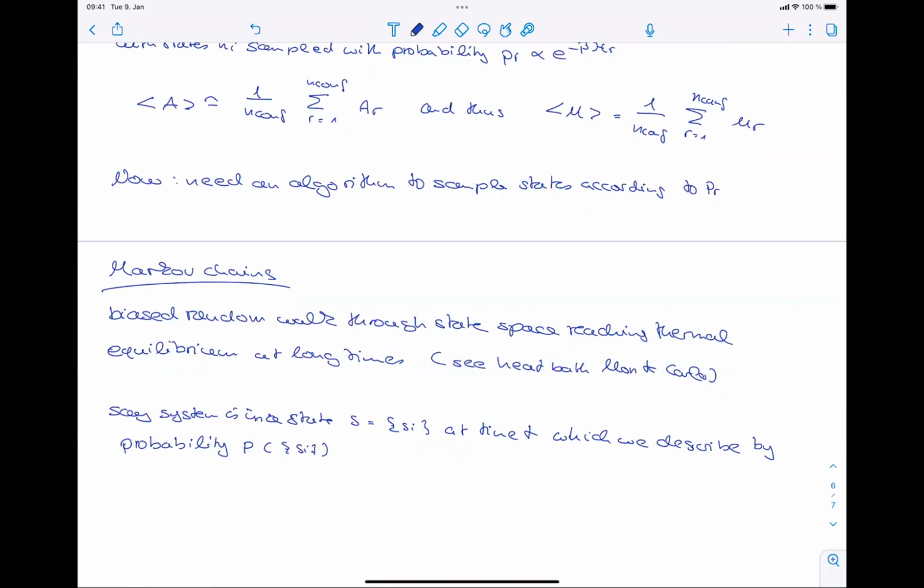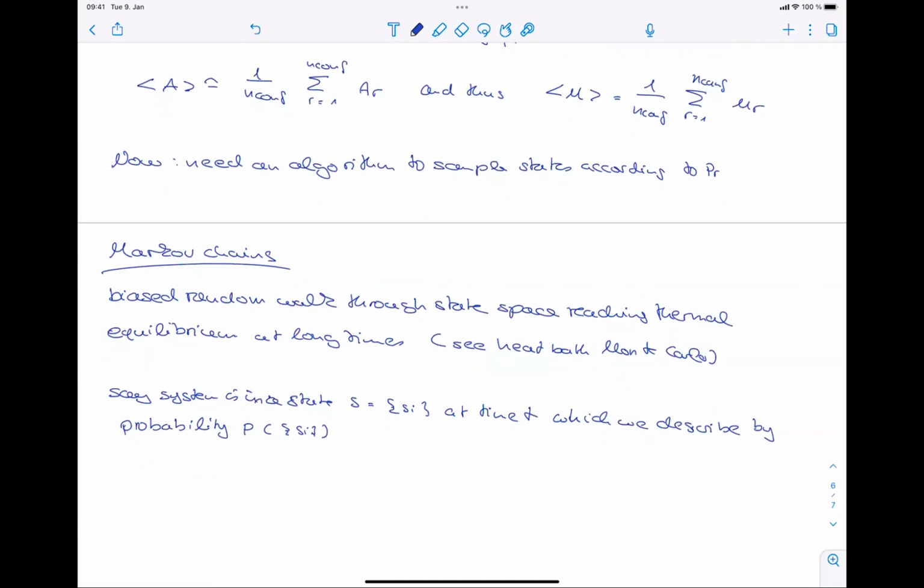And I'm now looking for a transition rule to go from my state S to a new state. I'm in my state space, there are lots of states, and I want to define rules for how I can randomly walk within my state space such that I'm really sampling this state space in a fashion that I achieve thermal equilibrium.